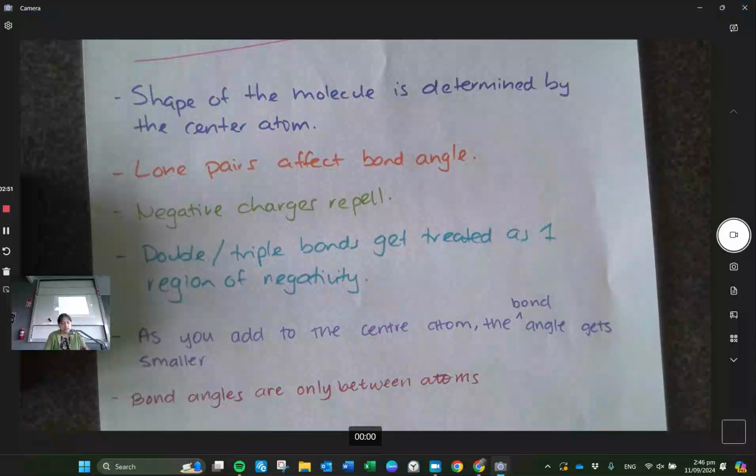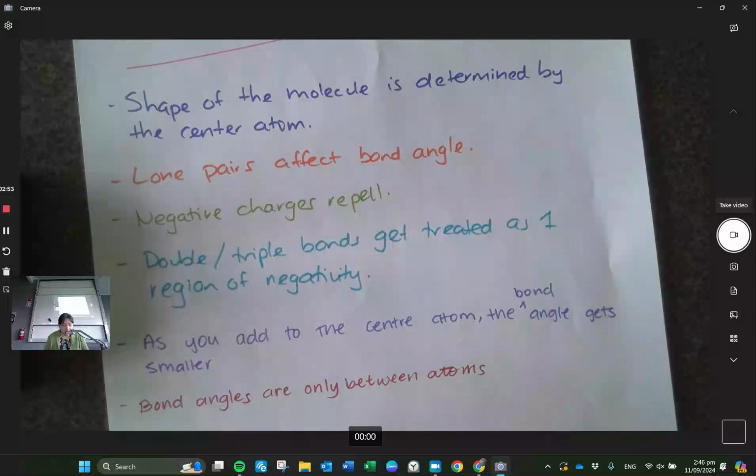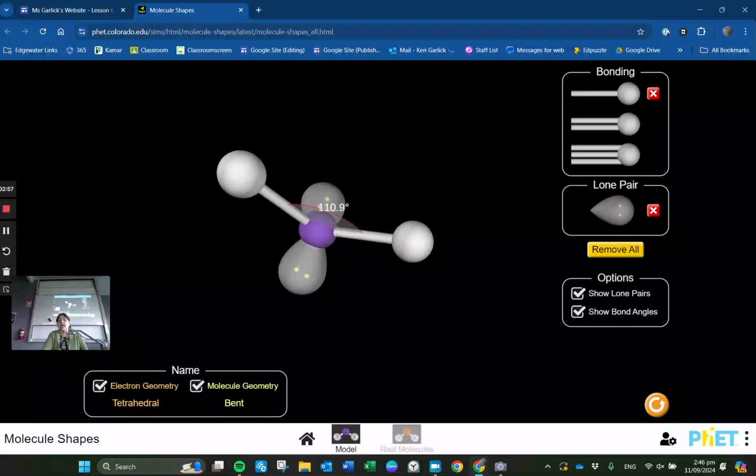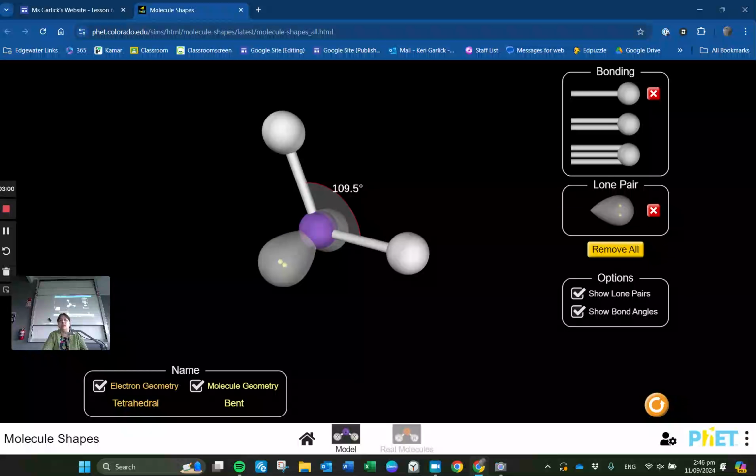Let's go back to our list. So we figured that out. Bond angles are also only between atoms. So if you look at this, we are measuring the bond angle between these two atoms. We are not concerned about the lone pairs of electrons. So that's something else to keep in mind.